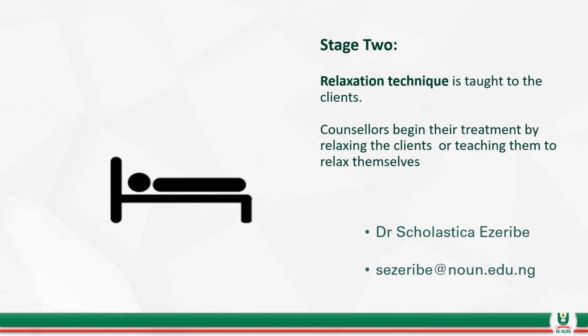So if you look at this picture here, you will see the couch, and you see the client lying on it. There the counselor is making him relax. He is so relaxed. When the person uses the relaxation techniques to relax, you make him relax. Then you can now get into the third stage.